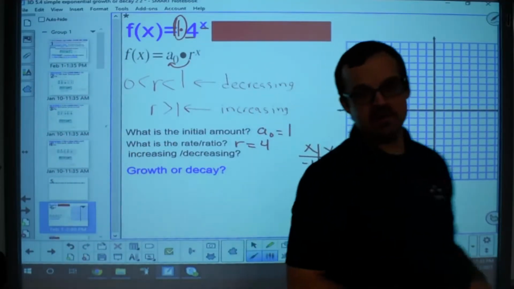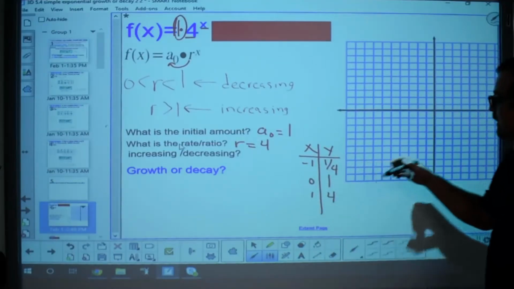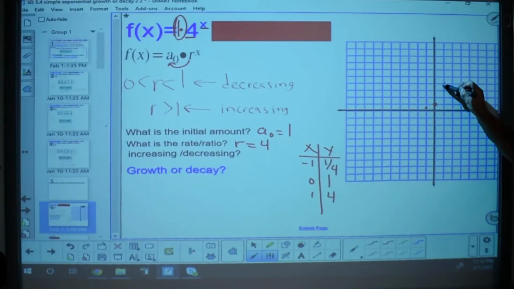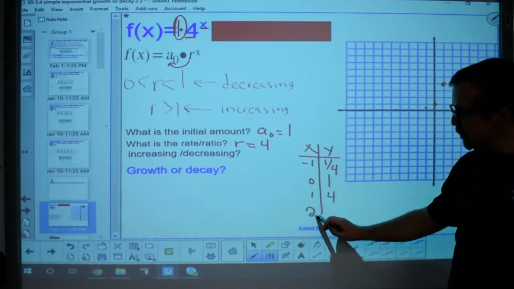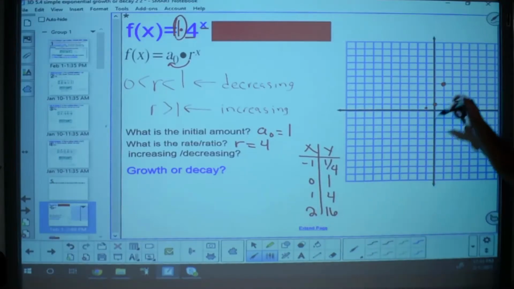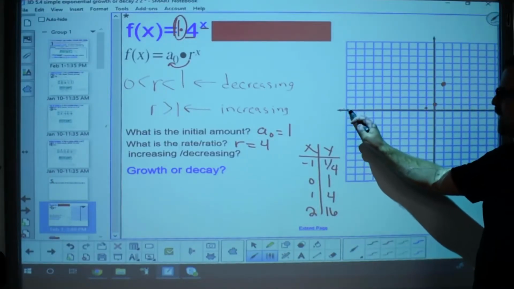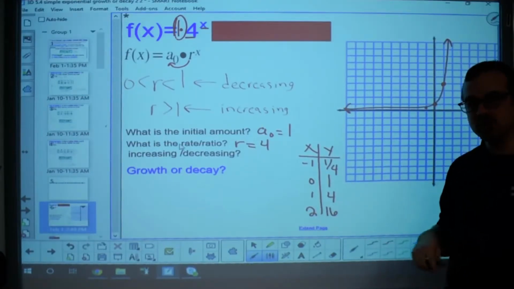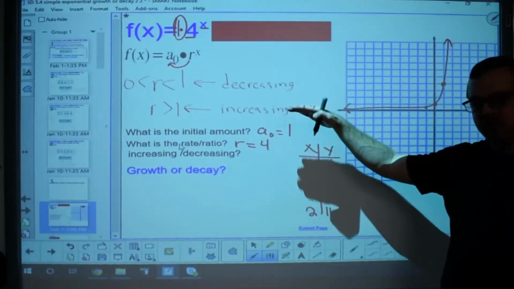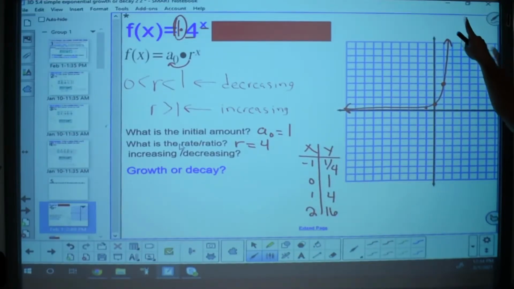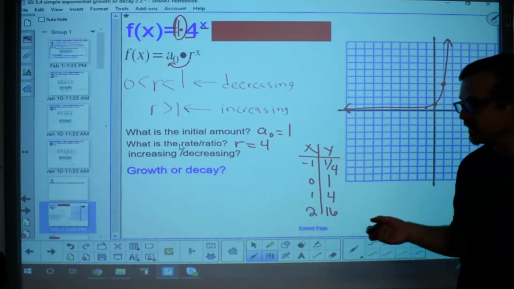If I were to plot these points, negative 1 comma 1/4 is about right here, 0 comma 1 is right here, and 1 comma 4 is about right here. We could have gone out to the next one. If I plugged in 2, it'd be 4 to the power of 2, which is 16. I can't quite fit that on here, but we know that keeps on going up. And so what you end up having is something that looks like this. It's an exponential equation. It approaches the x-axis, doesn't quite touch it, but it does shoot up as we go to the right on the domain. It shoots up really quickly up to infinity. So this is increasing.